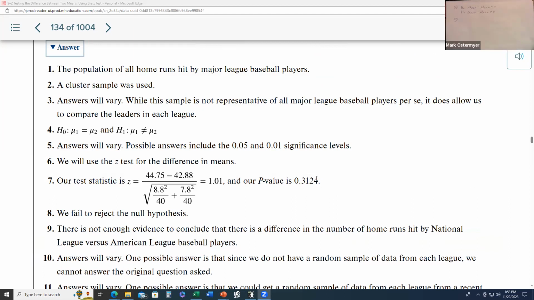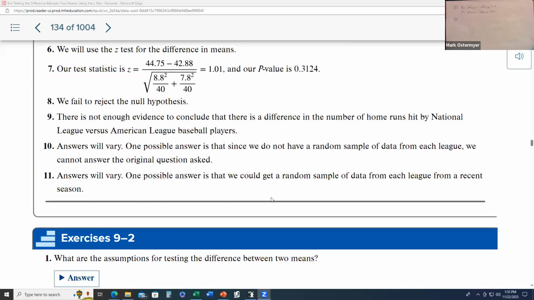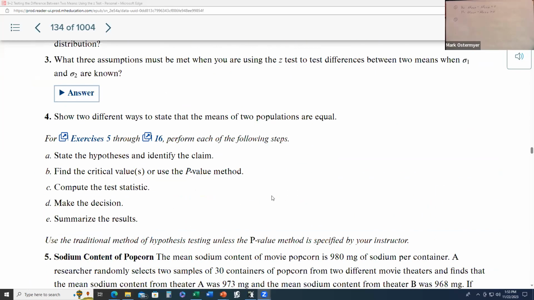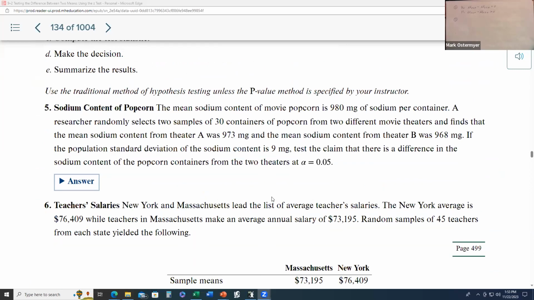Okay, now let's see here. All right, problem number 5. I would like you to conduct this problem, ladies and gentlemen, 2 ways: using the critical value method and also using the p-value method. Sodium content of popcorn.